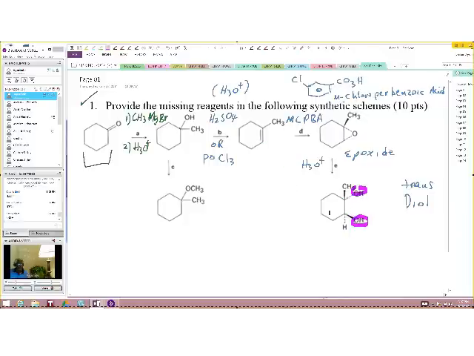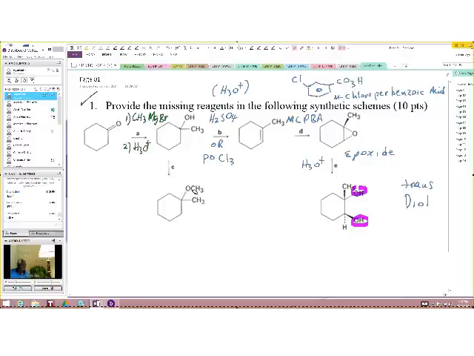Okay? Very good. Okay, so far so good. So let us now do the next one. Okay, we want to do C right here. What reagent do we need for this? At this point, we want to make an ether.